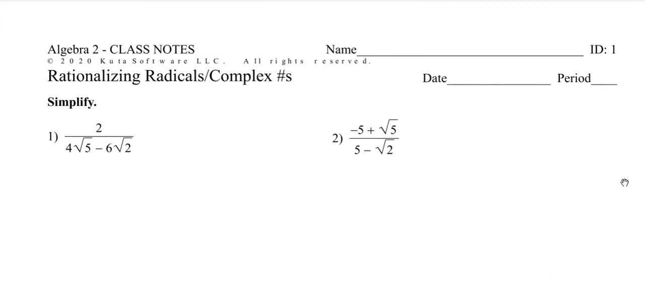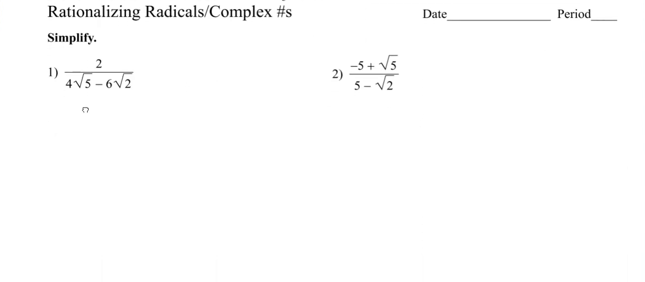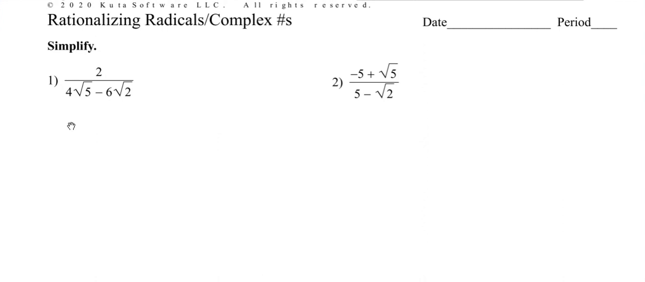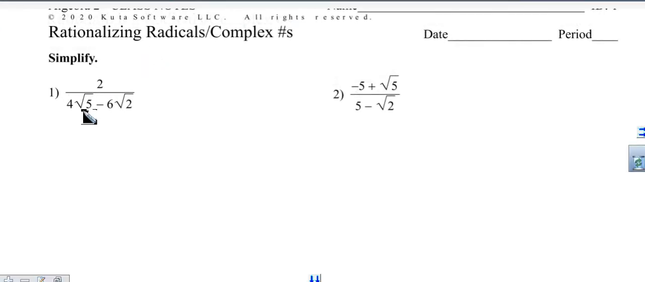Today we're going to talk about rationalizing radicals and complex numbers. We did some rationalizing last week, but when we had a radical or an i in the denominator, it was just a single radical or a single i. Today we have radicals that are part of a binomial, or we have imaginary numbers that are also part of a binomial. A binomial is two terms.